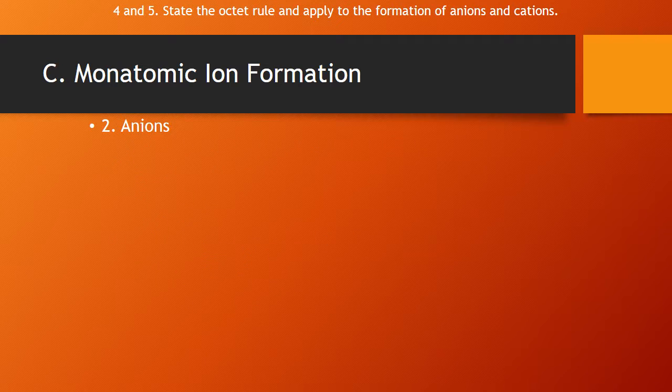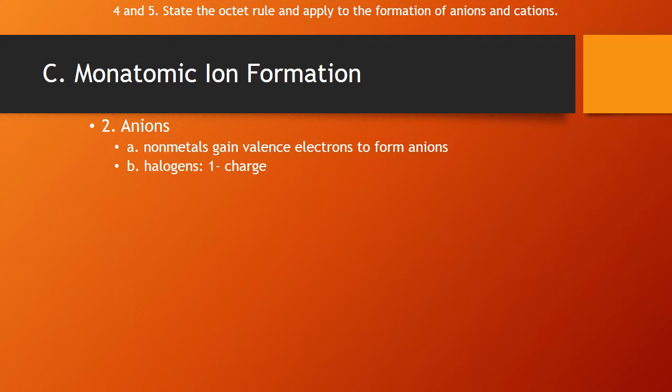Alright, so we've looked at cations, where metals will lose electrons to form those positive charges. Now let's look at the opposite. Let's look at anions. So nonmetals will gain valence electrons to form anions. For example, halogens, and recall halogens are in group 17, are always going to have a 1 minus charge on their ions, and let's see why.